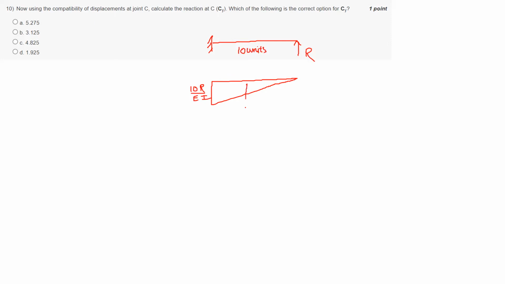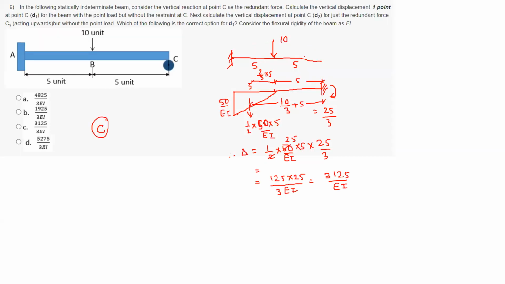Where will be our CG? So we will have 2 by 3 into 10. Now this becomes fixed. What will be delta? So bending moment again at this point. So what we will get? 1/2 into 10R upon EI into 10. This is the area of the triangle, multiplied by CG, 2/3 of 10. Now these two get cancelled. And then we have this as 1000R upon 3EI. Now displacement due to this R and displacement due to the load should be equal and opposite, because they have mentioned just the redundant force CY upward but without the point load. Which of the following is correct for D1?